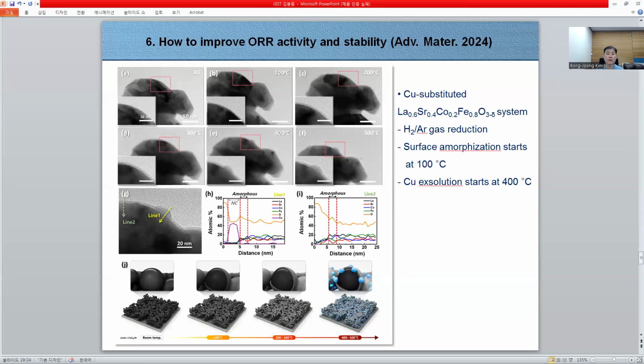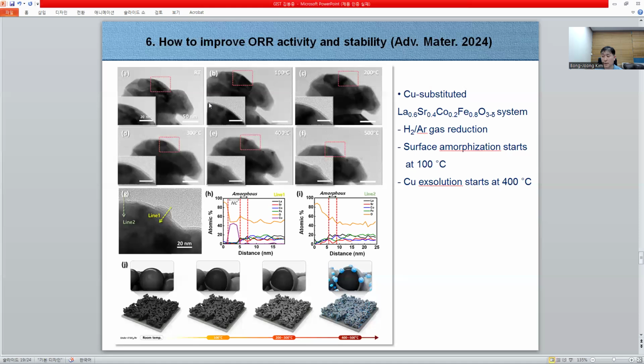Recently, we also found a way to improve the oxygen reduction reaction, called ORR, using the exsolution technique in a special way, and published this in Advanced Materials. For this, we used a lanthanum strontium cobalt iron oxide system and doped copper into it. During the observation using in situ TEM under hydrogen flow at increasing temperatures, we found that above 100 degrees C, the oxide surface became amorphous.